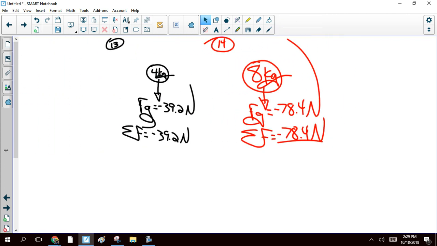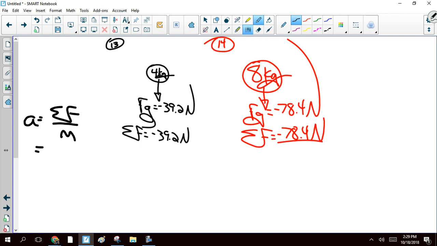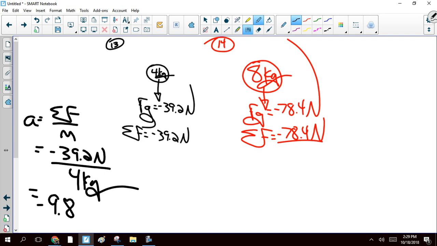All right, so let's do this. Let's calculate the acceleration for the ball at number 13. Acceleration is net force over mass. So for the ball in number 13, the net force is negative 39.2 newtons. And that force is accelerating a mass of 4 kilograms. And so when you divide it out, you get negative 9.8 meters per second squared. I know this logic is a little circular, but bear with me. Everybody good with that?